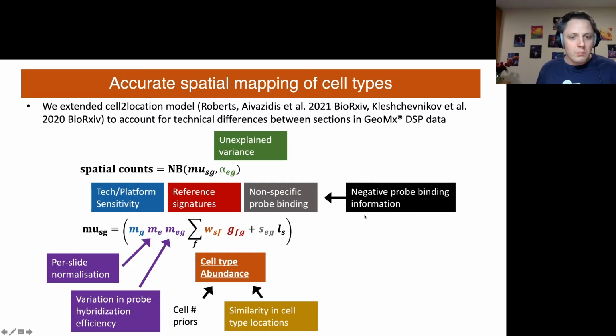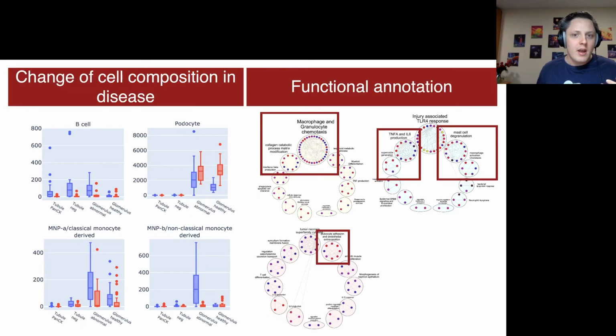We use this complex model as well as other tools that you just saw before to examine how cell composition changes with age. I want to highlight a few key results. Specifically, in agreement with the literature, we see an increased abundance of B cells in the tertiary lymphoid aggregates in disease states. We also see a well-known reduction in the podocyte cell abundance.